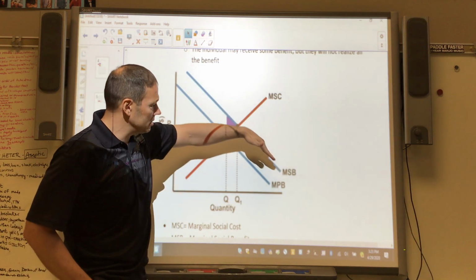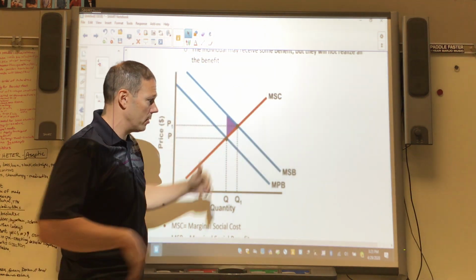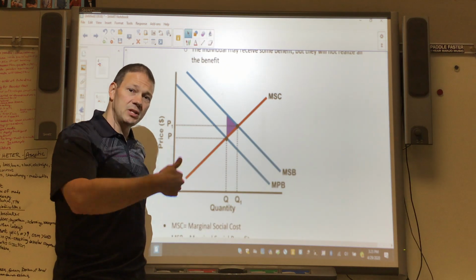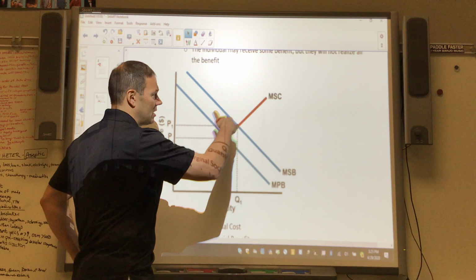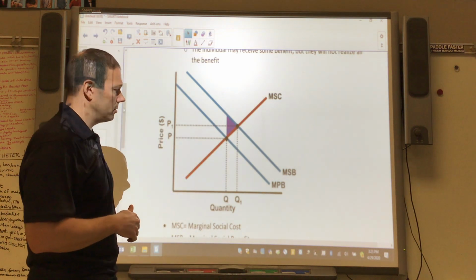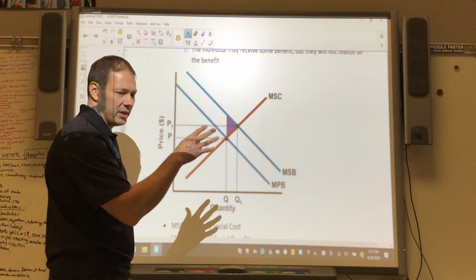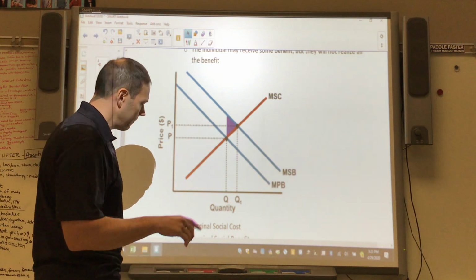The MSB is the marginal social benefit. Now remember, the society receives greater benefits than the individual. That's why that curve is higher. And then we just use MSC to represent the marginal social costs, really in this case, we're just assuming they're the same one way or the other.